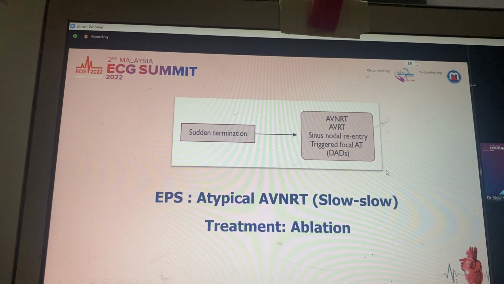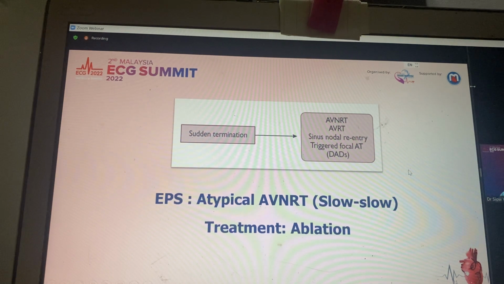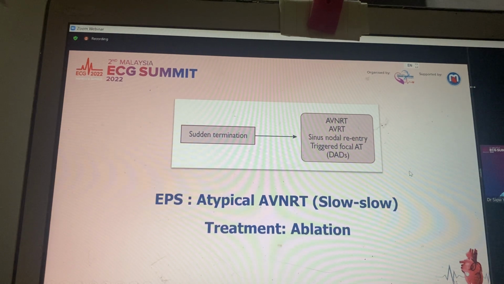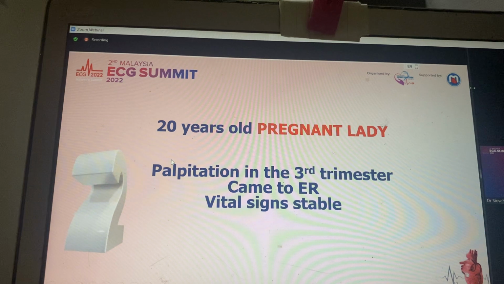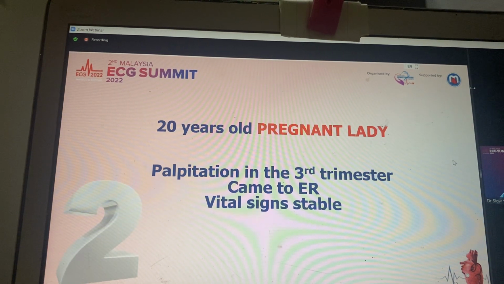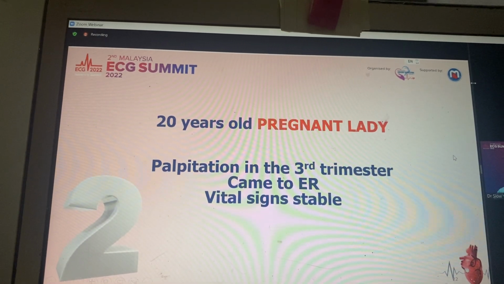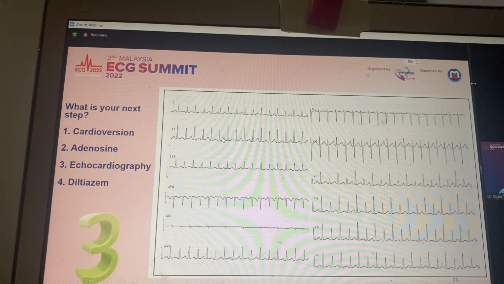All right, so we did an EPS for him. It is an AVNRT, a typical type. So we did treatment with ablation, and it's done. Okay, so next question, the second question: a 20-year-old pregnant lady, palpitation in the third trimester, came to the emergency department, vital signs unstable. All right, so what is your next step?